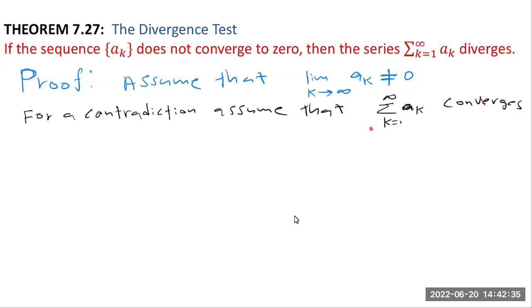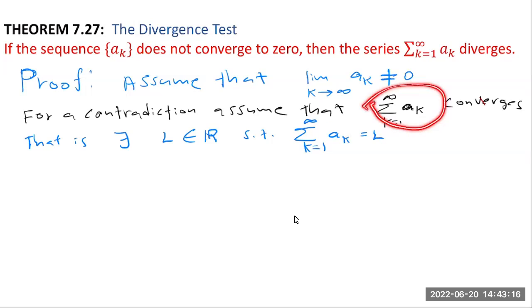First of all, if this series converges, that means there exists some real number L such that the sum from k equals 1 to infinity of a_k is equal to L. That's what we mean by this series converges, right? If this converges, there has to be some real number L, so that the summation is equal to that L.